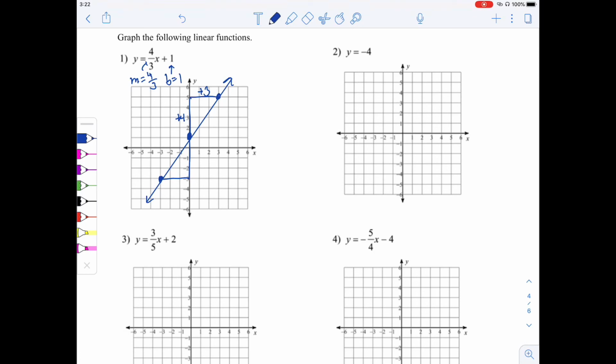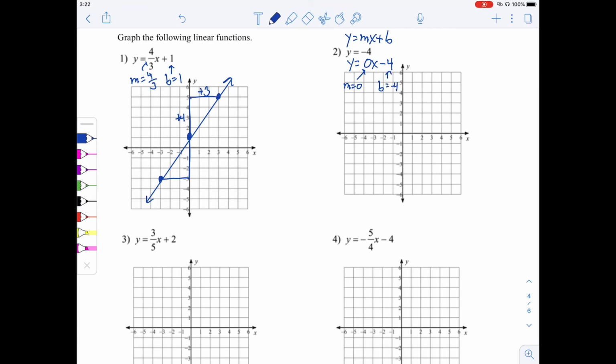Okay, number 2. So again, y equals mx plus b. But if we look at it, there's no x. This is just like y equals 0x minus 4, because y equals -4. So then you can see your slope is 0 and your y-intercept is -4.